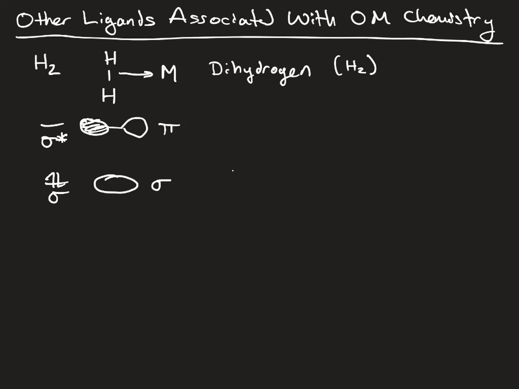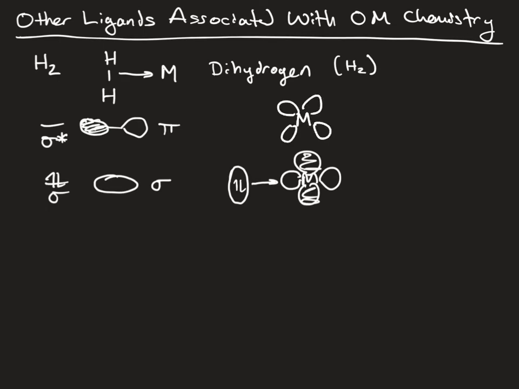So if we have the two electrons in that H2 sigma, those will donate into a metal like that, while filled metal d pi type orbitals will back bond into the sigma star on the H2 ligand.